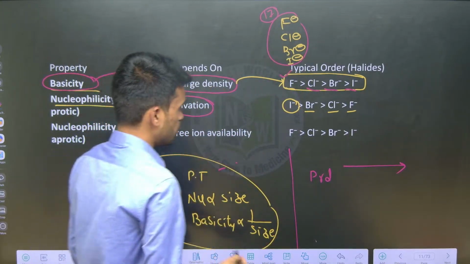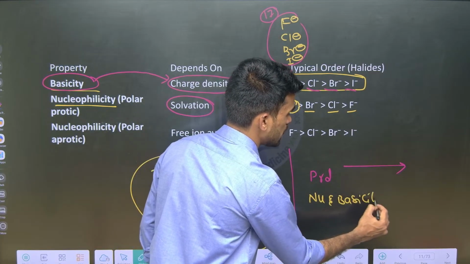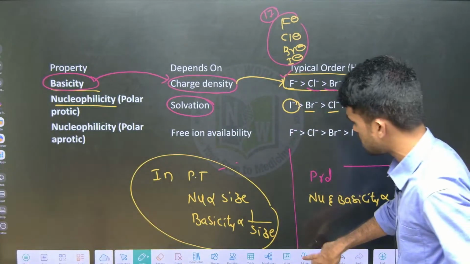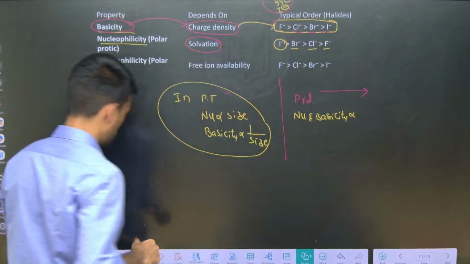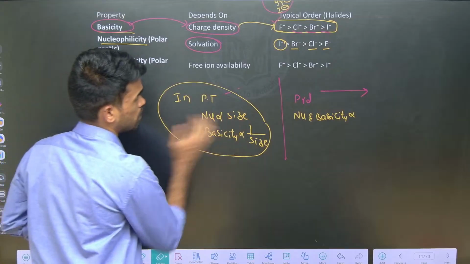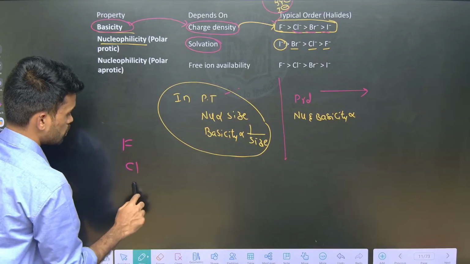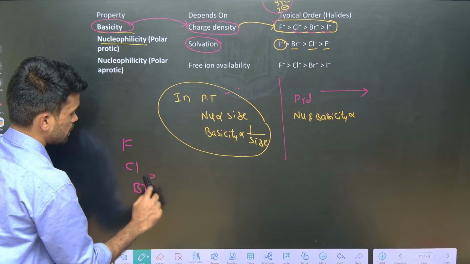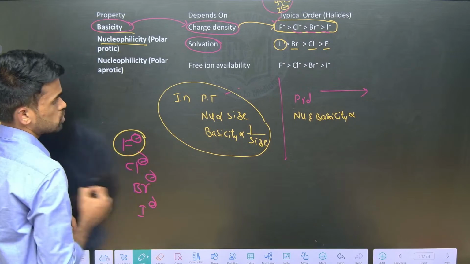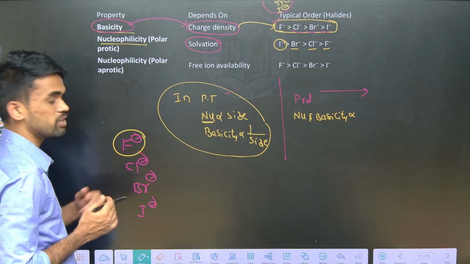Now what happens, both nucleophilicity and basicity are directly proportional to electronegativity. Here I am writing fluorine, chlorine, bromine, iodine. Which is the more electronegative atom here? Fluorine. So nucleophilic nature will be inversely proportional to electronegativity.